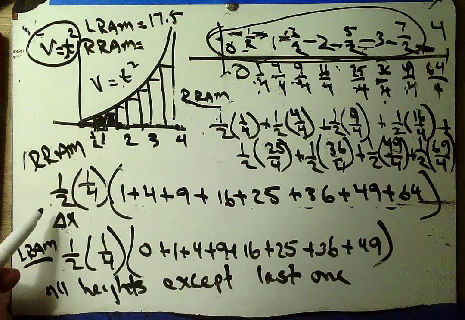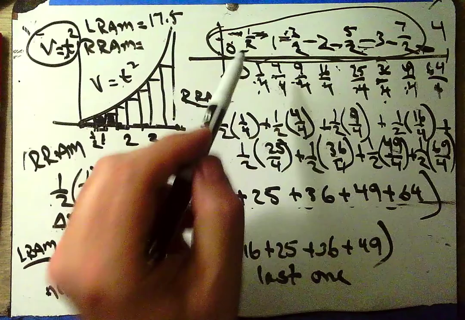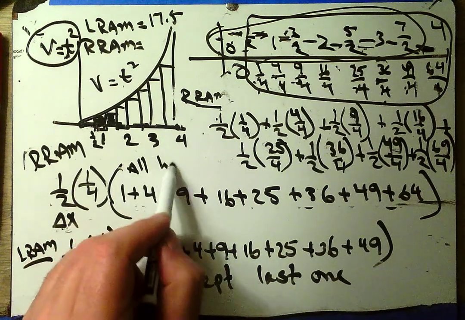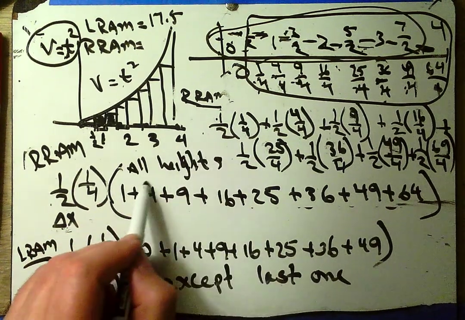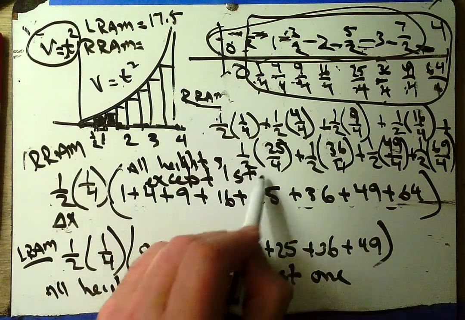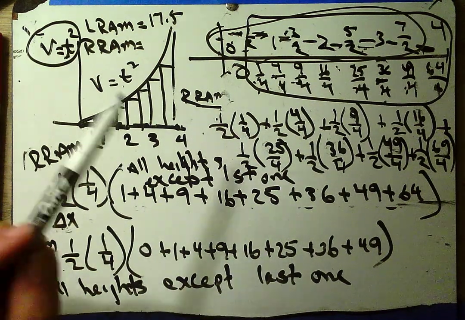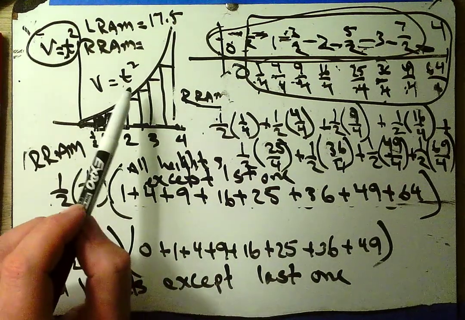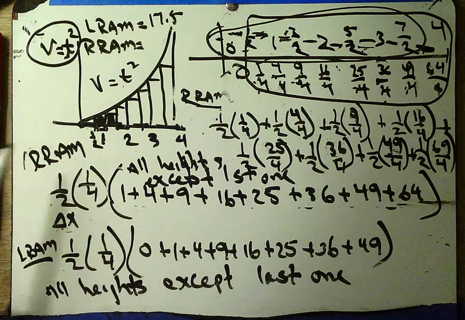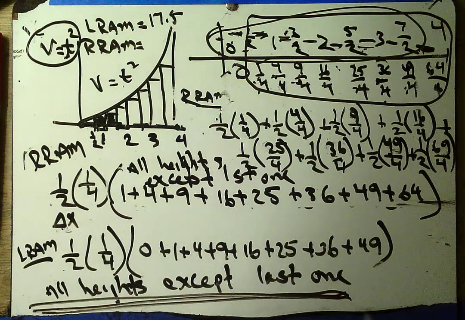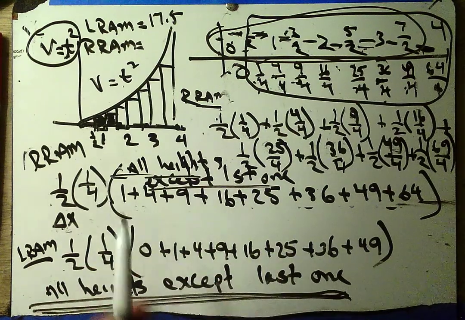Whereas RRAM didn't use that first height. It used all these heights. And so RRAM is going to be all the heights except the first one. Now, I will say that while I don't quite yet know when LRAM is an underestimate or an overestimate without looking at the picture, or when RRAM is an underestimate or an overestimate without looking at a picture, what I can say is that LRAM will always, always, always be all the heights except the last one. And RRAM is always, always, always going to be all the heights except the first one.